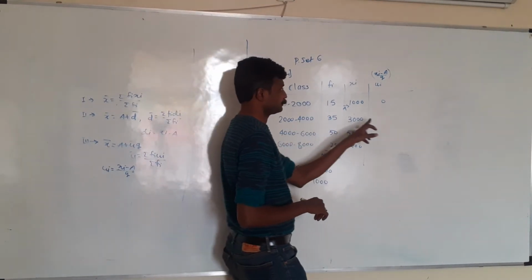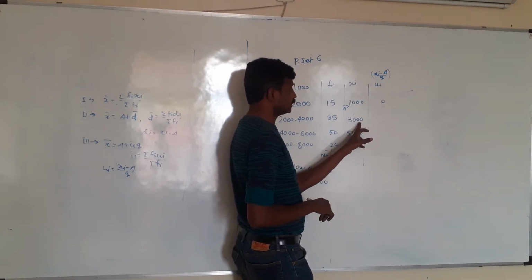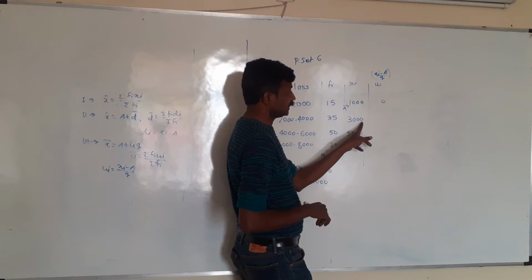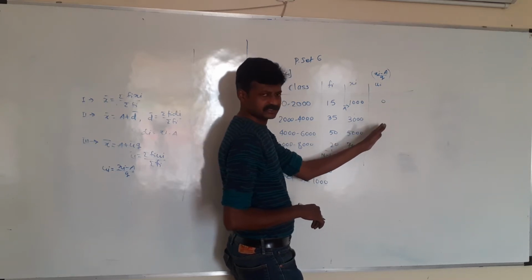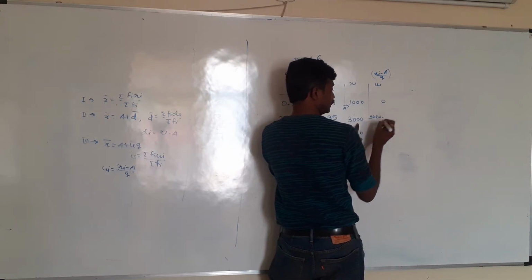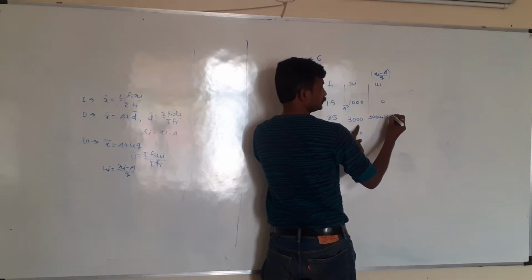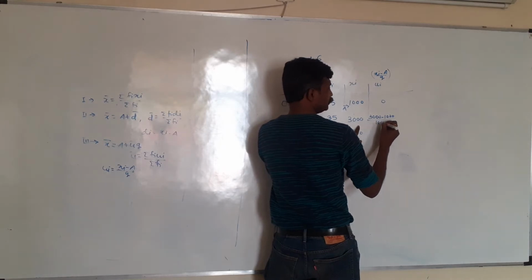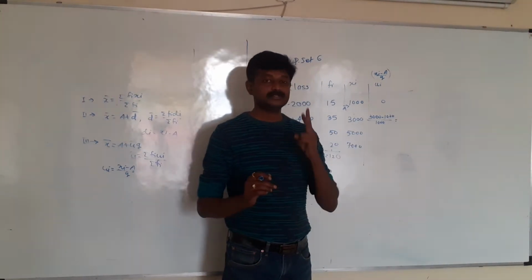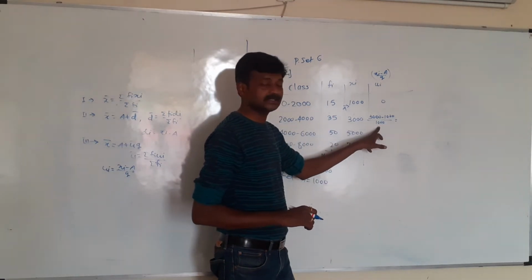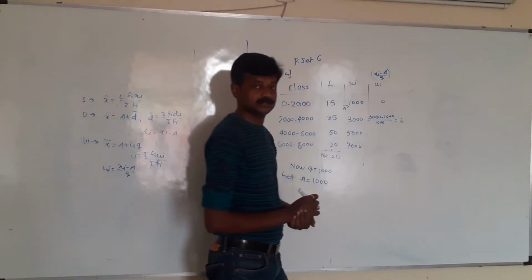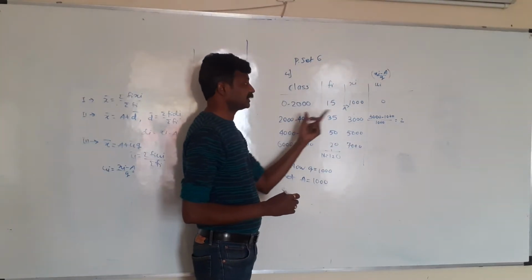For the next class, xi minus a. Xi, the class mark for the second class, is 3000. So 3000 minus a. I will do the calculations here. During the exam you can write it directly. 3000, for understanding I am doing it, minus a. A we consider 1000, divided by g, which is also 1000. So how much will it come? 3000 minus 1000 remains 2000. 2000 divided by 1000, 3 zeros will cancel 3 zeros. Here it will remain 2. So ui for the second class is 2.